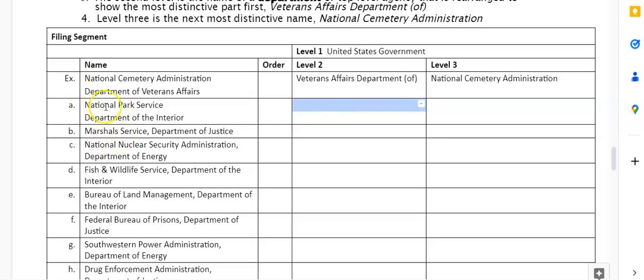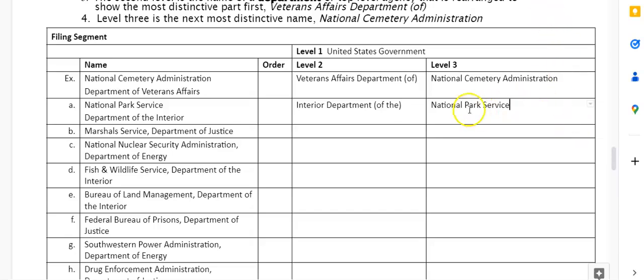Okay, so now we have letter A. National Park Service, Department of the Interior. Remember, our level 2 is always going to be the department name. The most distinctive part of the department name is Interior, and then Department, and then in parentheses, you're going to want to enter "of the." And your level 3 is the next distinctive name, which is National Park Service.